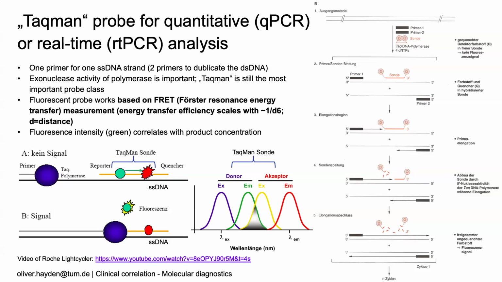Or you detect the emission. The emission will be there and high when this distance is not given anymore because there's no energy transfer. So those are the modalities how you can play with the FRET effect. Make sense? Yeah? Okay. So, and how does the sequence now look like?